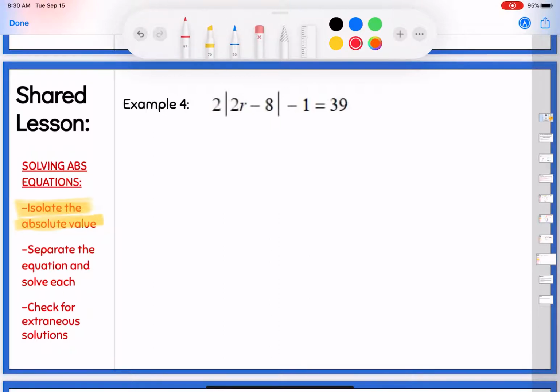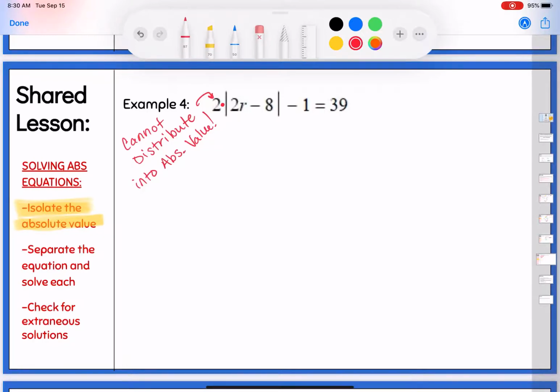Now when I read through this equation, I see that it says 2 times the absolute value of 2r minus 8, right? When I have that number written right next to the absolute value symbol, it's just like a number right outside parentheses. It means times. The only thing is you cannot distribute into an absolute value. No way. You have to get rid of that 2 at some point, okay? So just be careful. No distributing into an absolute value. So I have 2 times the absolute value of 2r minus 8, minus 1 on the outside equals 39.